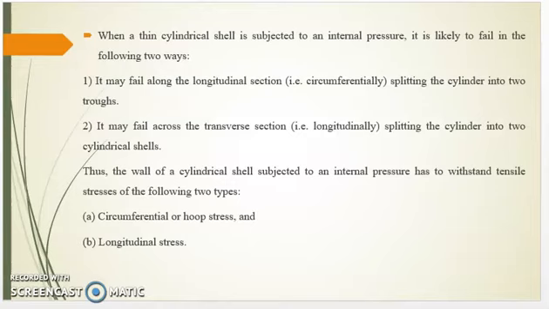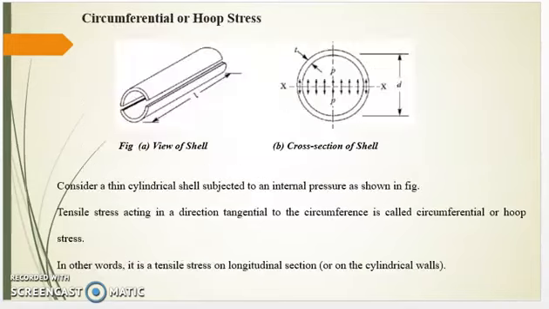When a thin cylindrical shell is subjected to an internal pressure, it is likely to fail in the following two ways. First, it may fail along the longitudinal section, circumferentially splitting the cylinder into two troughs. Second, it may fail across the transverse section, splitting the cylinder into two cylindrical shells. Thus, the wall of a cylindrical shell subjected to an internal pressure has to withstand tensile stresses of the following two types: first, circumferential or hoop stress, and second, longitudinal stress. Now we will see circumferential or hoop stress.